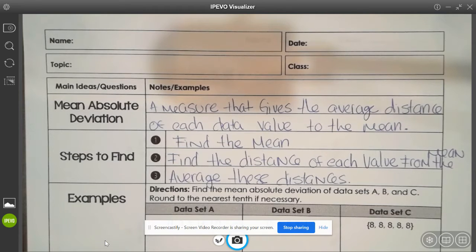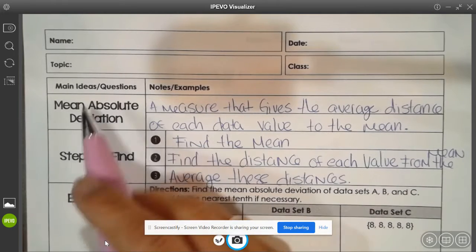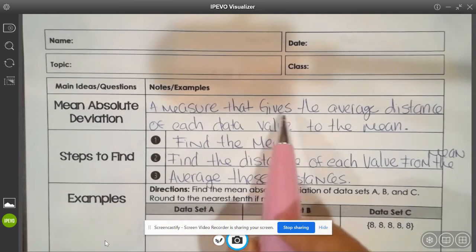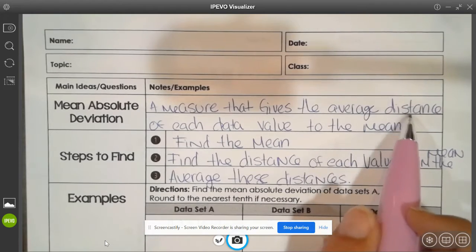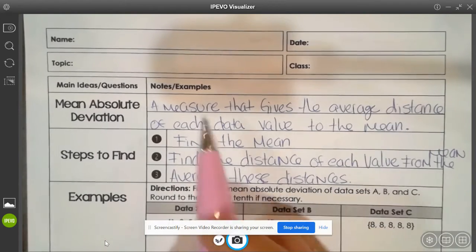So mean absolute deviation. What comes to your mind should be mean, right? We're gonna work with the mean of the data set. And also absolute. You worked with before here in algebra when we talked about absolute value. Absolute value is the distance of something to a certain value, or zero, right? So we're gonna mix those concepts. So mean absolute deviation is a measure that gives the average distance of each data value to the mean. Notice that we talked about distance when we look at this word absolute.